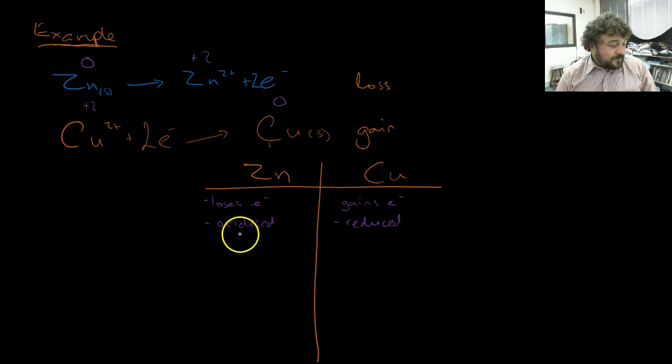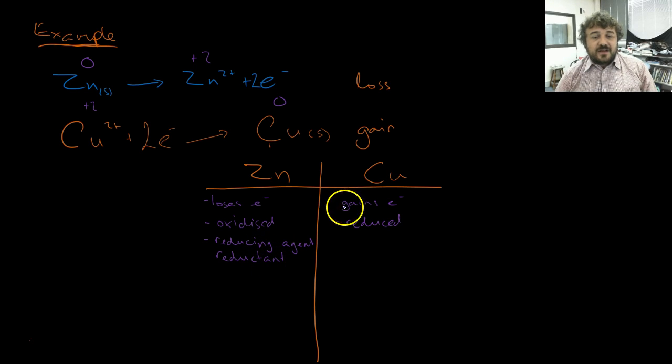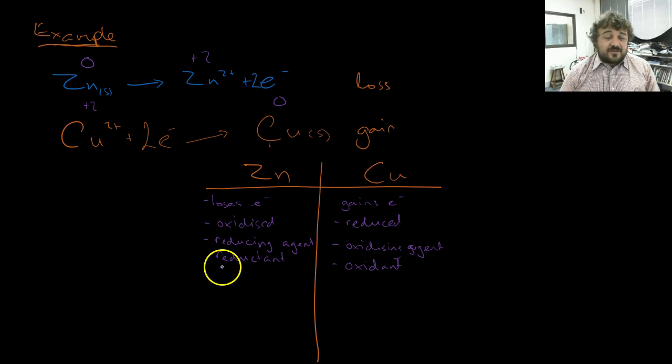Over here, zinc is the reducing agent. What that means is that the zinc causes the copper to reduce. It is the reductant. That's what we call that. So zinc is the reductant. Copper, which is reduced, causes the zinc to be oxidized. So it's the oxidizing agent. It also means it is the oxidant. So if you've got too much copper hanging over your zinc, it's an oxidant waiting to happen.